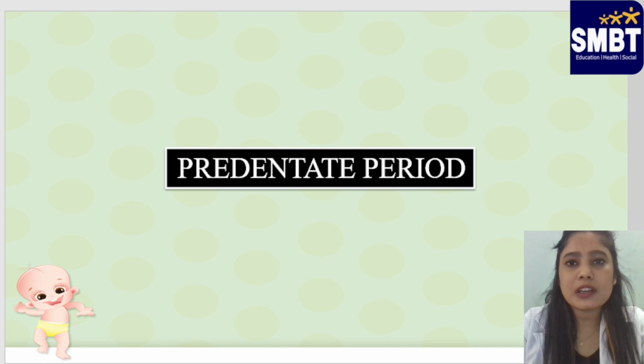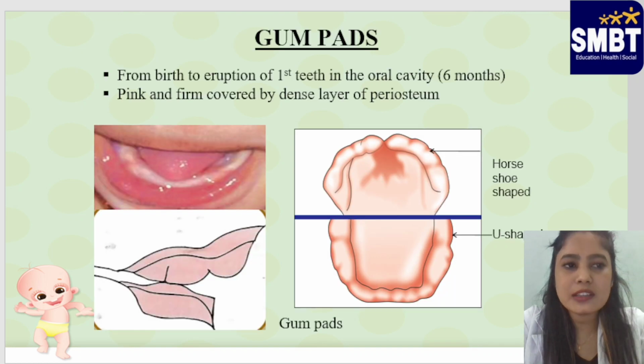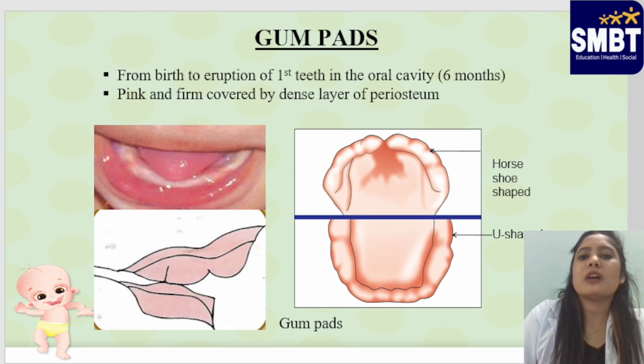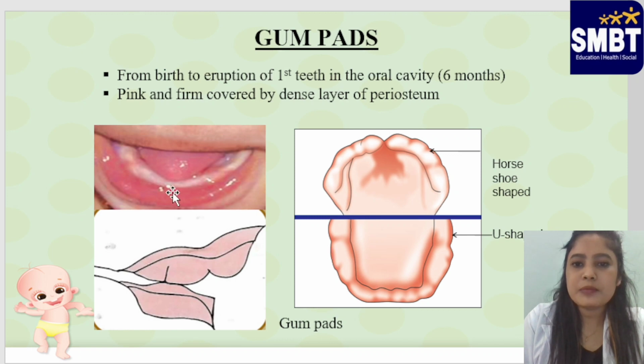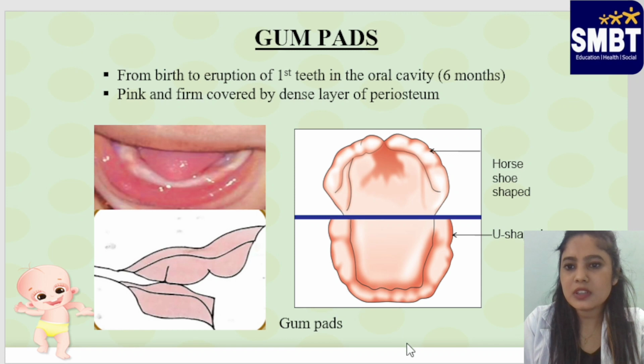In the pre-dentate period, we are going to talk about gum pads. Now, what are gum pads? The dental alveolar arches before the eruption of teeth are known as gum pads. These are seen from birth till the first teeth erupt in the oral cavity, that is 6 months. They are pink in color, as you can see, and covered by a dense layer of periosteum. The maxillary arch is horseshoe shaped and the mandibular arch is U shaped.